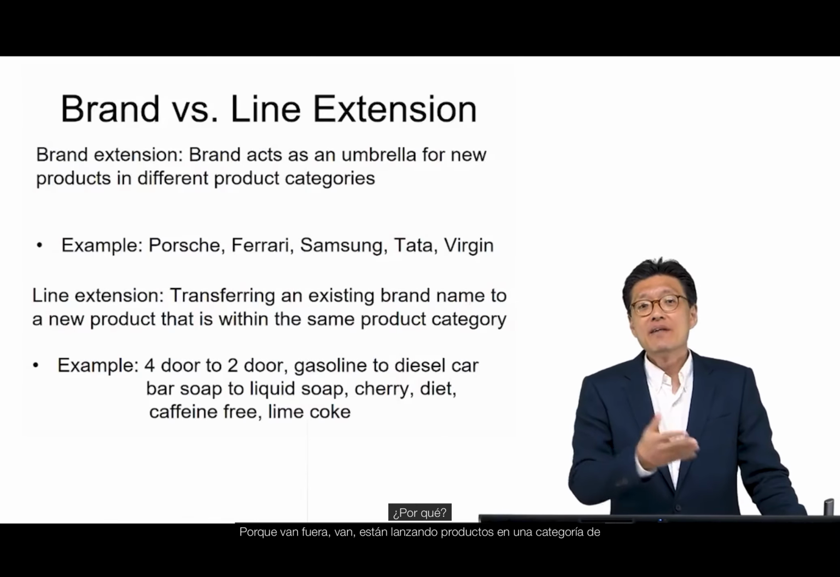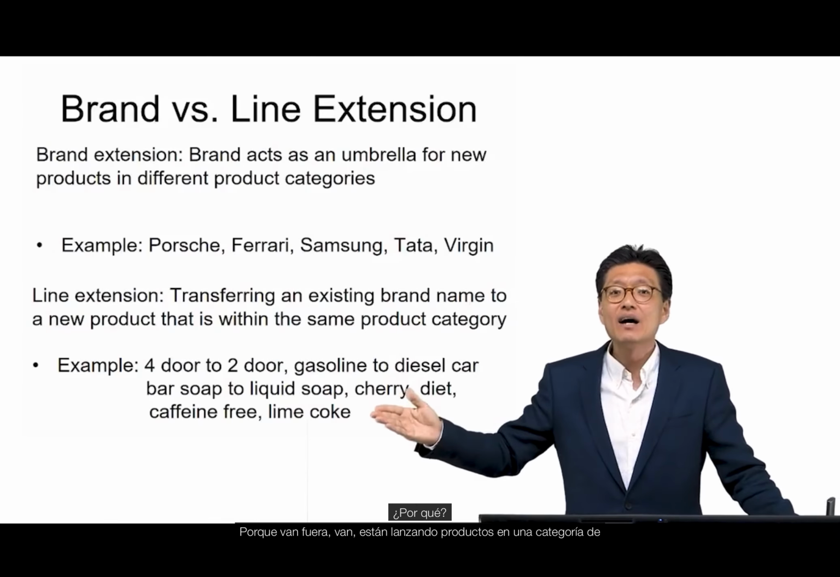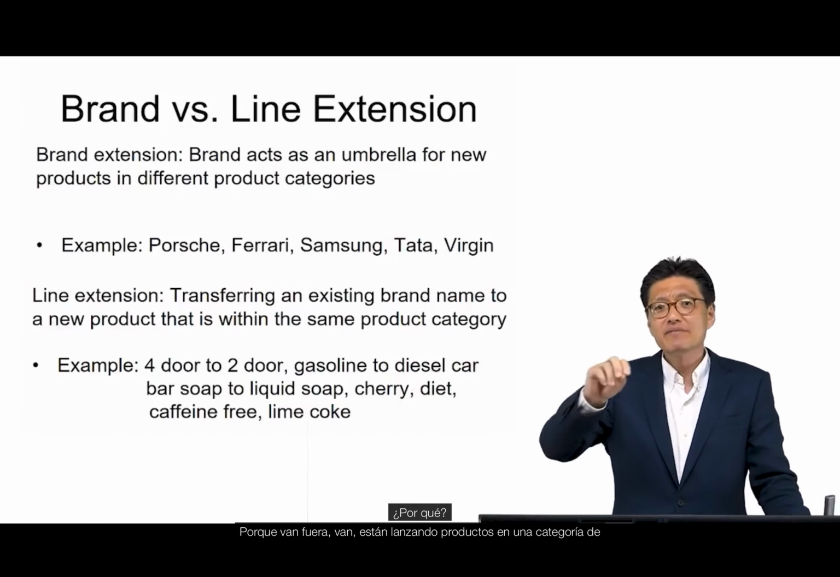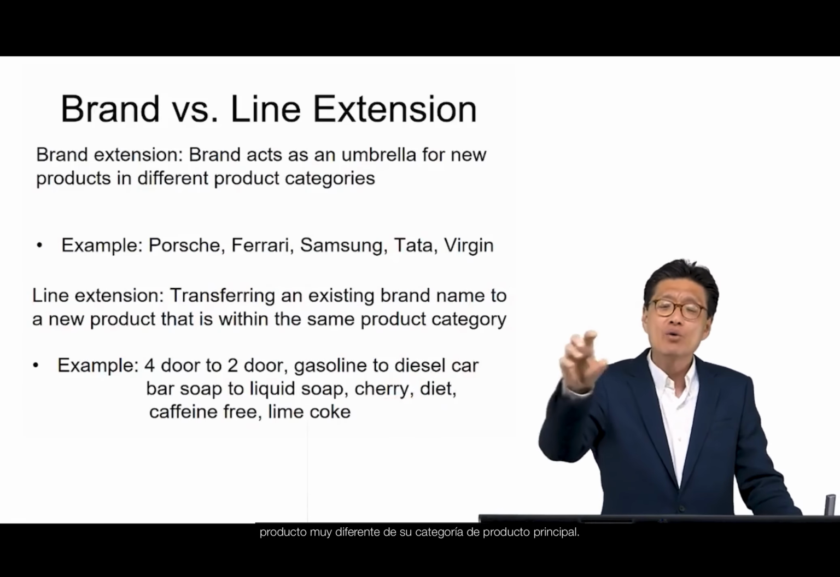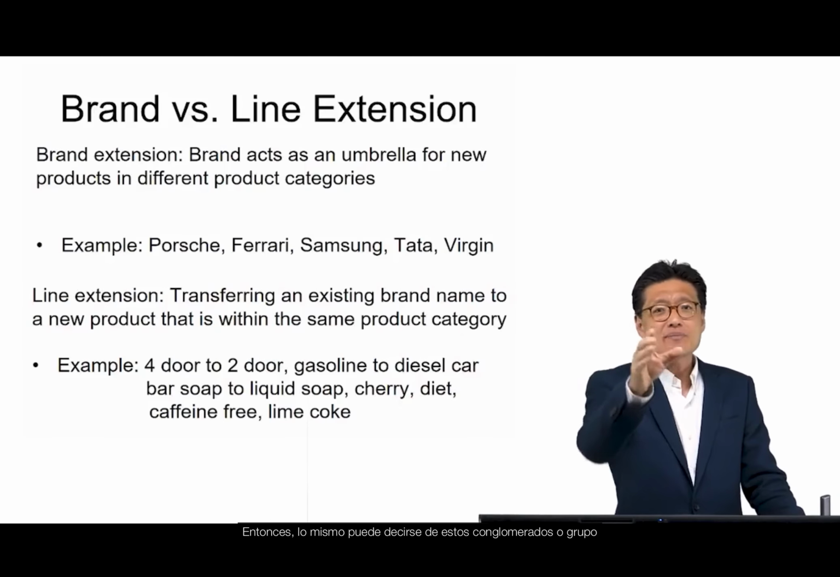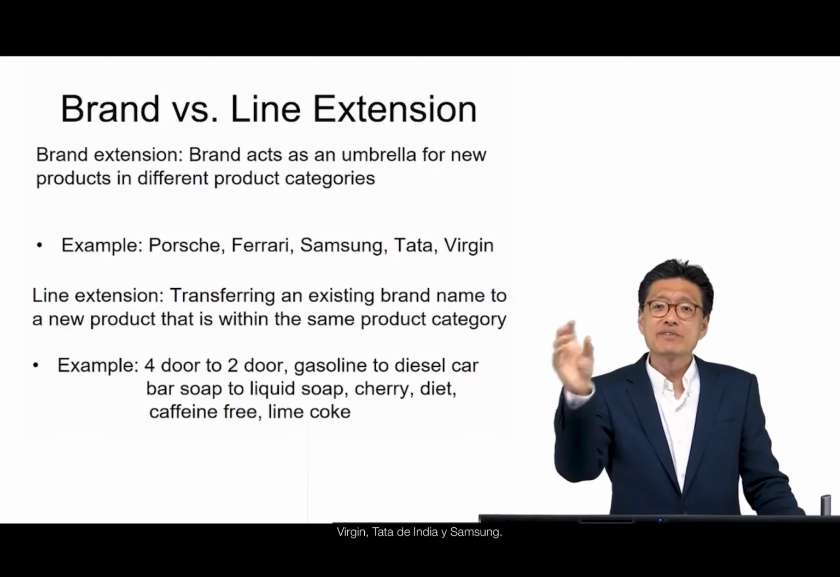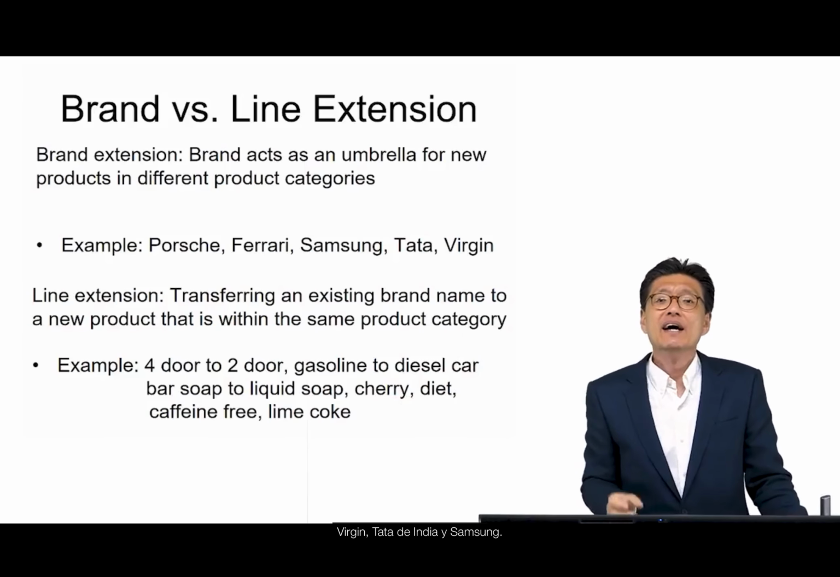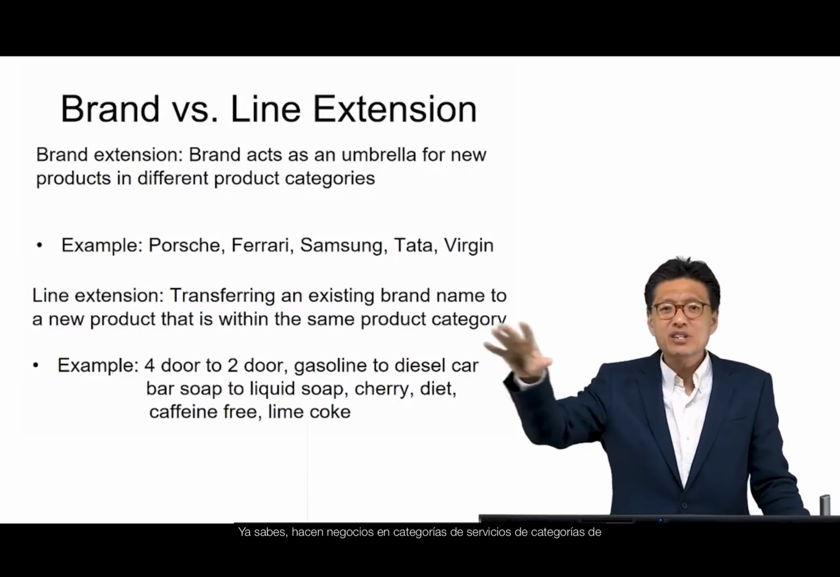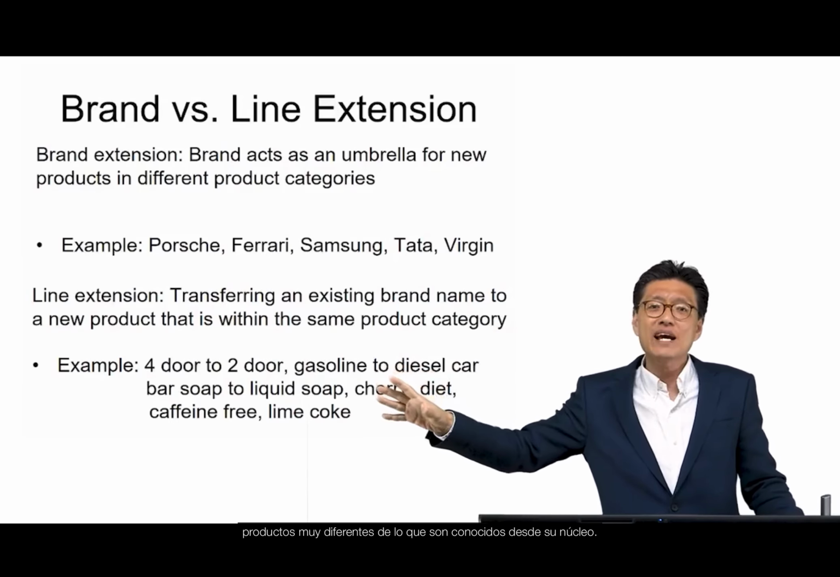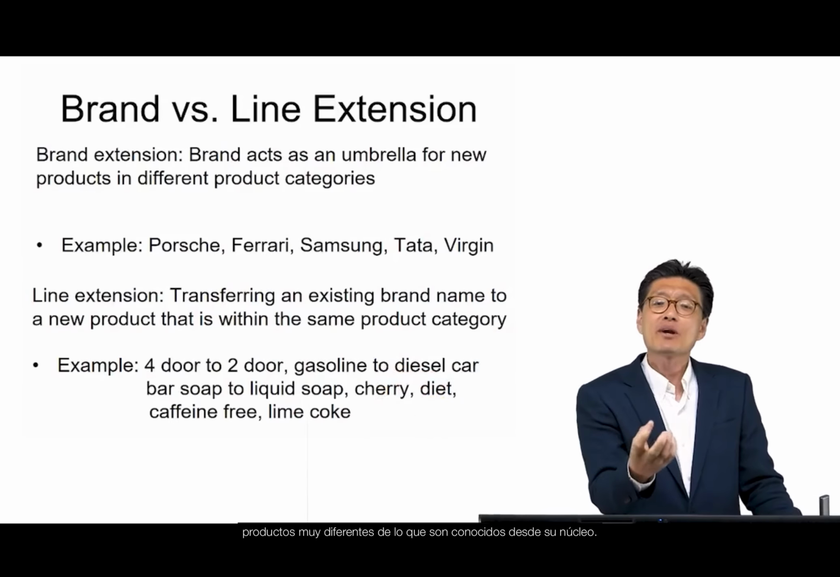Why? Because they're launching products in a very different product category from their core product category. So the same thing can be said for these conglomerates, right? Virgin, Tata Group from India, and Samsung. They do business in very different product categories, service categories, from what they're known for, from their core.